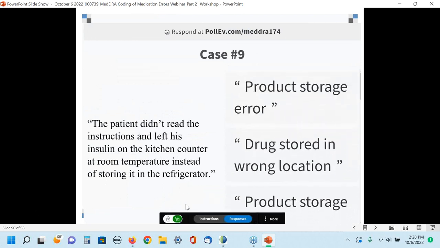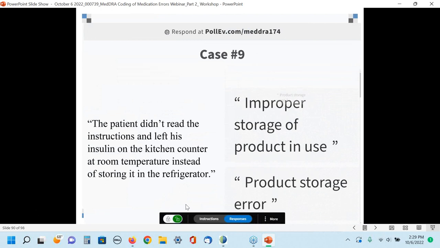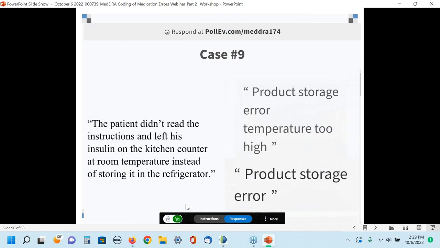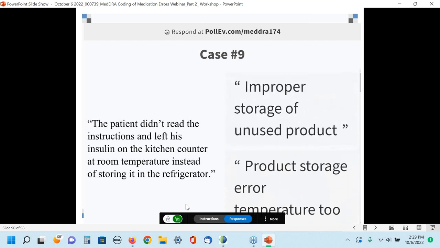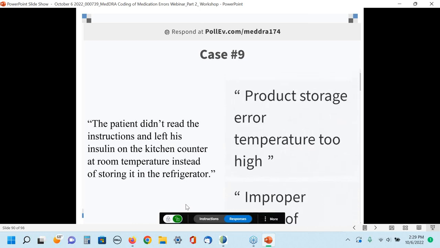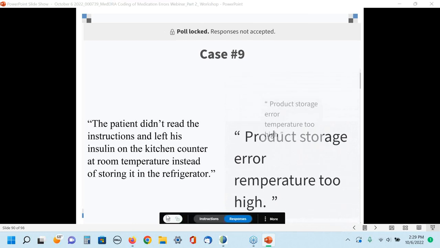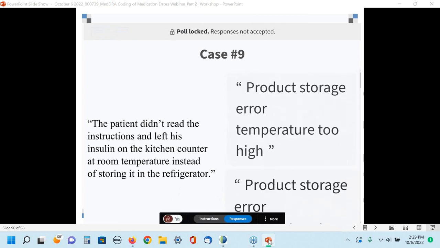Drug stored in wrong location. Well, that's true, but the question is, is there a concept and measure that is even more specific in terms of what the implication of putting it in the wrong place was? In this case, it should have been refrigerated and it wasn't. So not only was it in the wrong place, but it was in a place that allowed it to be warmer than it should have been. All right, I'm going to stop, lock, and we'll move forward.